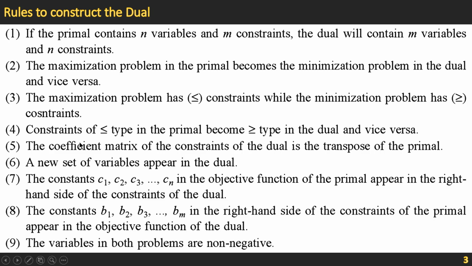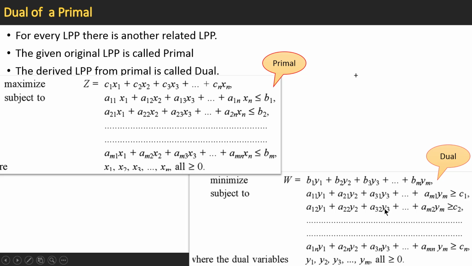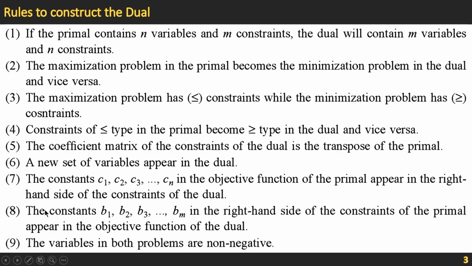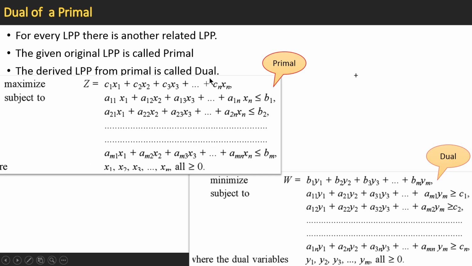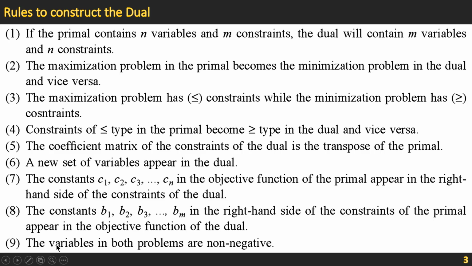So in that way, a new set of variables appear in the dual. Yes, because y1, y2 are the new variables, they are not in the primal. The constants c1, c2, c3 and cn in the objective function appear in the right hand side. As I have told, the coefficients of the objective function will become the right hand side in the dual. Similarly, the right hand side of the primal will become the coefficients of the objective function in the dual. Correct? The variables in both problems are non-negative.